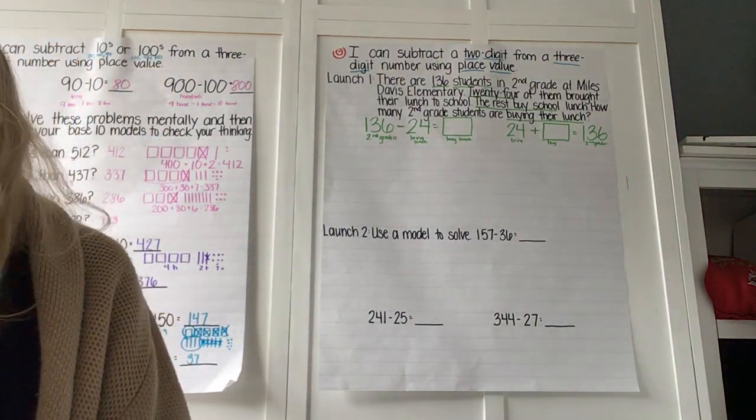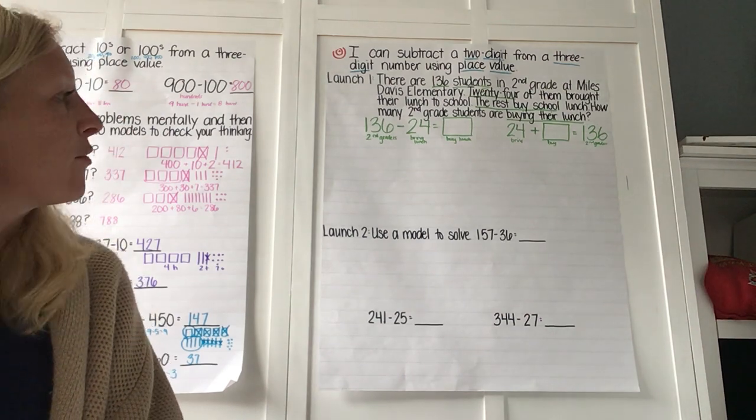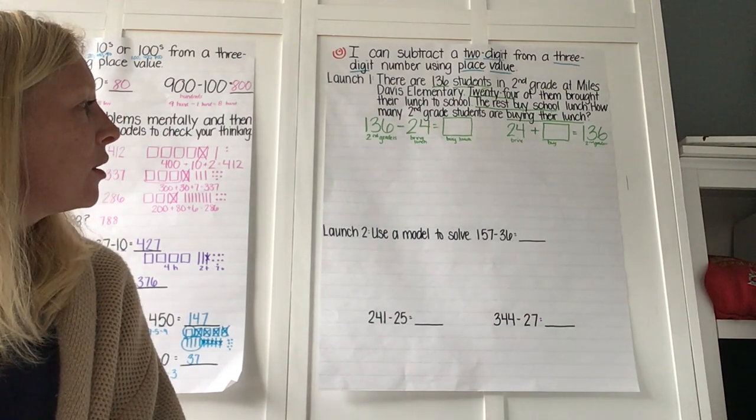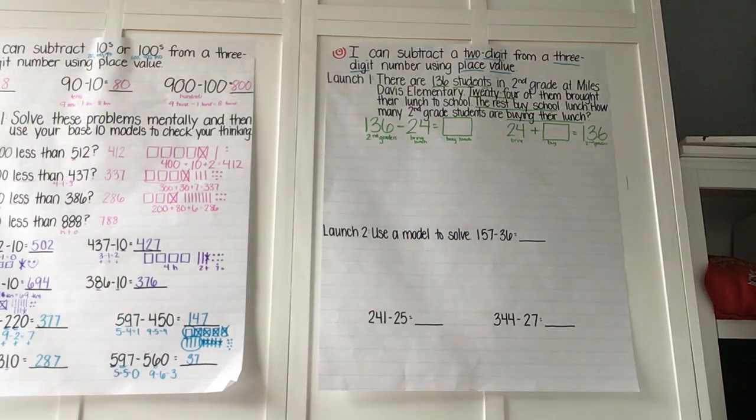Where is your 136 in your model? What about your 24? What did you do first? I see you base 10 blocks. What did you do first with your base 10 blocks? Why did you take away your 10s first?